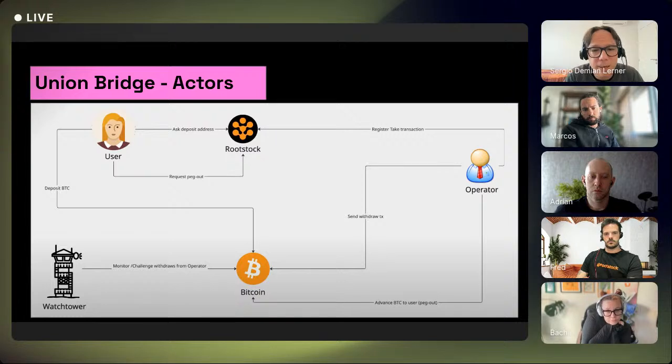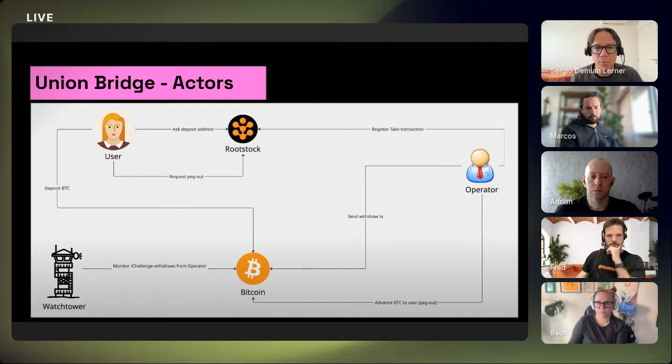There are essentially these roles in the bridge. We have obviously the user that pegs in and pegs out, the Rootstock blockchain. We have two new roles. One is the operator, which basically can front funds to the user and be reimbursed by the protocol. And we also have a watchtower role. If you want to participate in the security of the protocol, but you don't want to be a liquidity provider for any reason, regulatory, or you don't have the capital, then you can still secure the bridge. Okay, and obviously we have the Bitcoin blockchain.